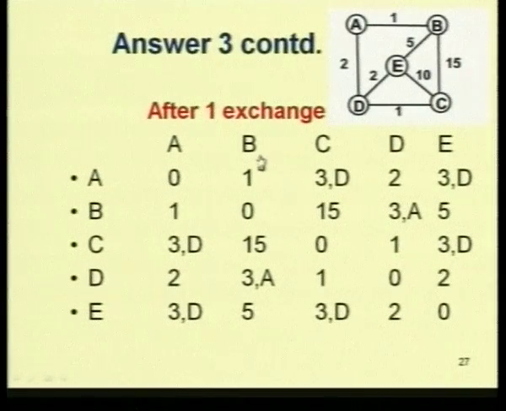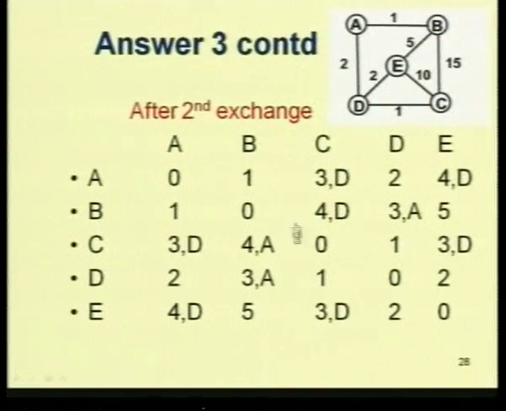So you can see that B's distance to C should actually become 4 through A. Now that will happen after the second exchange. After the first exchange you can see that B has a distance of 15 to this, whereas after the next exchange, when A reports a distance of 3 to C, B's distance to A is already 1, so 1 plus 3 will become 4. So this is what you will see happening in the second exchange. After the second exchange you will find that the shortest path is obtained. So this is how the distance vector routing algorithm works.